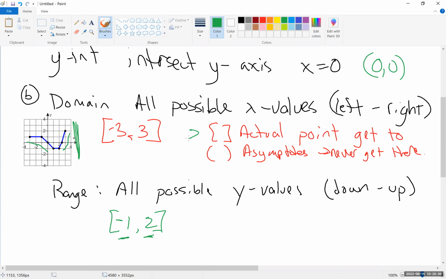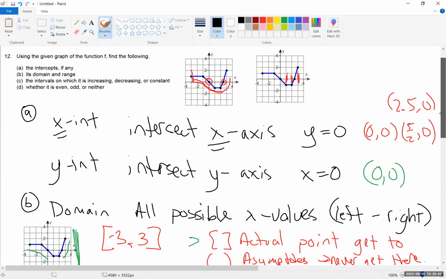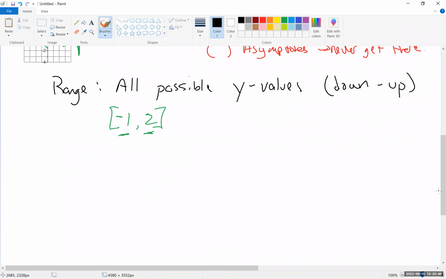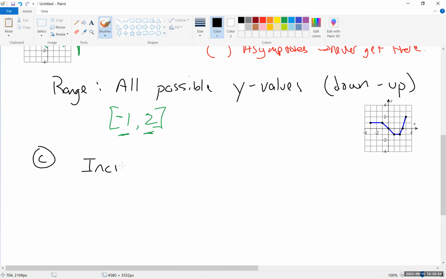All right, and then we'll go to part C. Part C asks for the intervals in which it's increasing, decreasing, or constant. I'm going to go ahead and paste the graph again. This is kind of nice, we can just keep pasting. So we want part C: increasing, decreasing, or neither. Where is it increasing? Increasing means as we go to the right, it goes up.